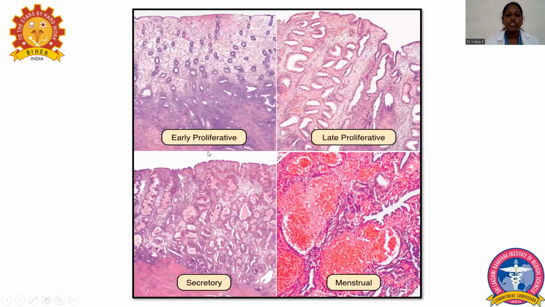This is the histology picture of the four different types of phase: early proliferative, late proliferative, secretory, and menstrual. Here you can see in the early proliferative phase, the stratum functionalis and the stratum basalis. You can see the long uterine glands and some coiled arteries in the early proliferative. But in the late proliferative, you can see the uterine glands here and highly coiled spiral arteries. In the secretory phase, you can see all the uterine glands are filled with fluids, the secretions. In the menstrual phase, it is filled with blood clots.